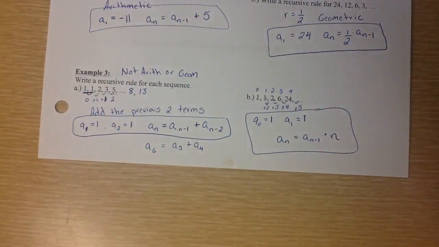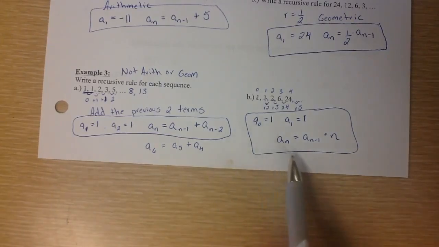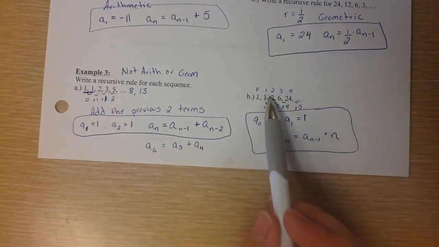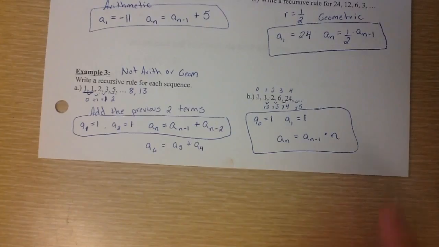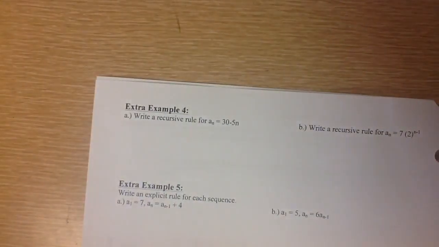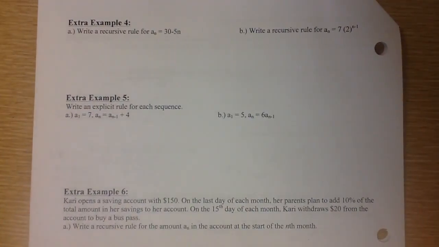Again, the non-arithmetic and non-geometric ones are kind of trial and error, trying to figure out how they relate to each other. Okay, and then always double check them. Make sure when I put in a 2 for the 2nd term, do I get out a 2? When I put in a 3, do I get out a 3? And so forth. Okay. So now we're just going to practice going back and forth between the two.